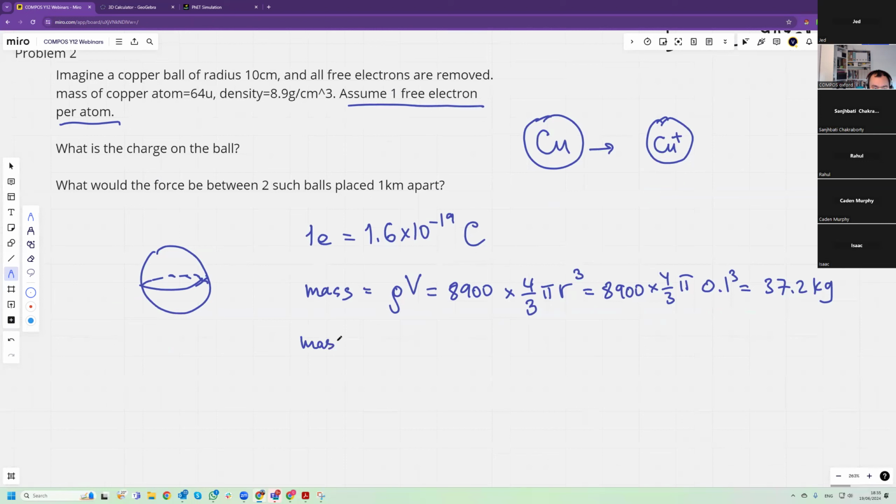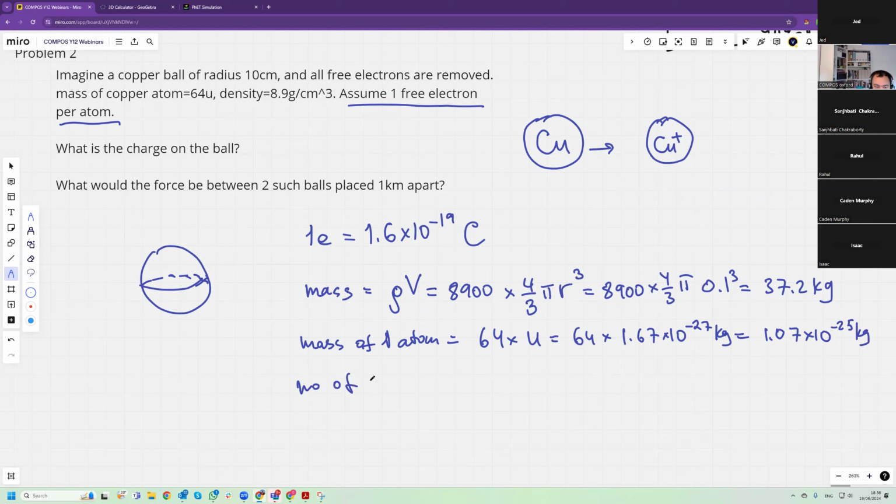So mass of one atom is 64 multiplied by U. So it's 64 times 1 U, 1 atomic mass unit. In the periodic table, 1 U is 1.67 times 10 to the minus 27 kilograms, which is 64 times 1.67 times 10 to the minus 27. So it's 1.07 times 10 to the minus 25 kilograms.